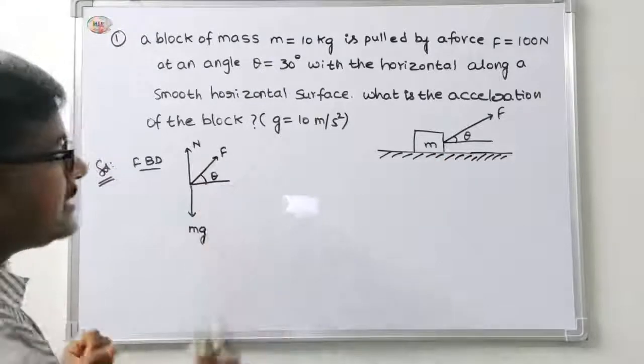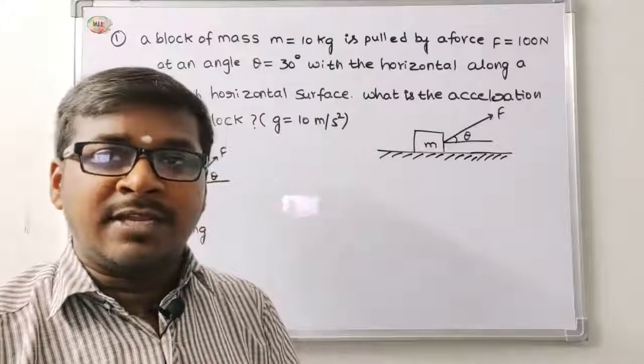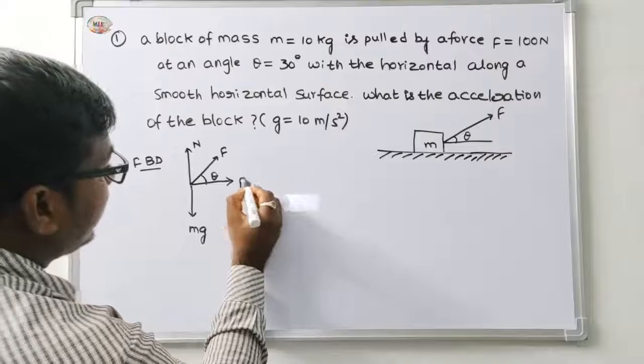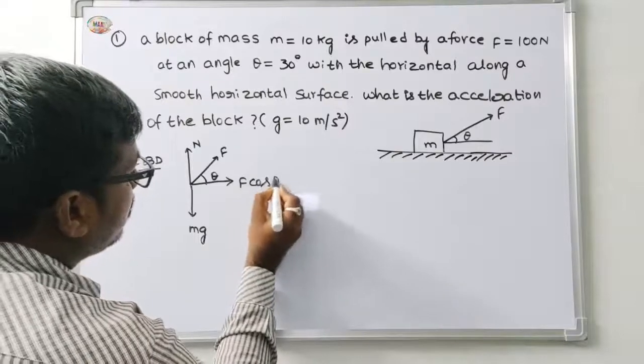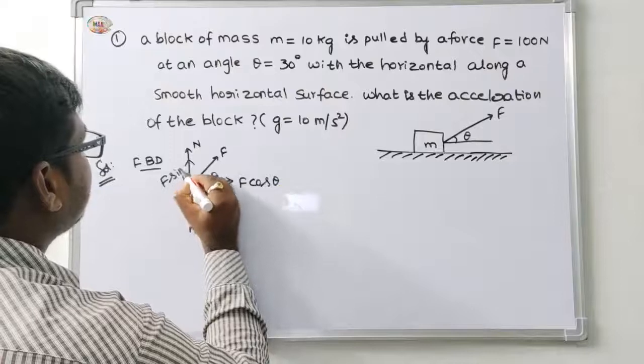The force F is resolved into two components: the first is the horizontal component and the second is the vertical component. The horizontal component is F cos theta, and the vertical component is F sin theta.